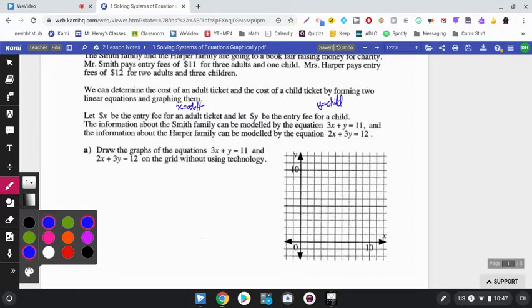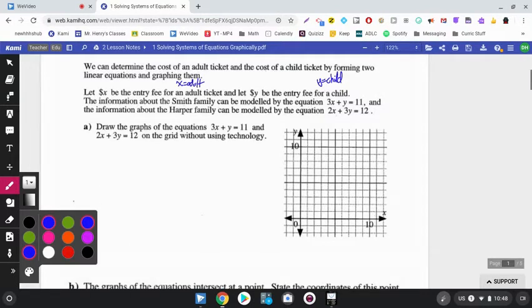Okay, so then it says the information about the Smith family can be modeled by 3X plus Y is 11. Right, because they paid for 3 adult tickets, 1 child ticket, and they paid a total of $11. The Harper family, 2 adults and 3 children, that added up to $12. It says draw the graphs of those equations on the grid without using technology.